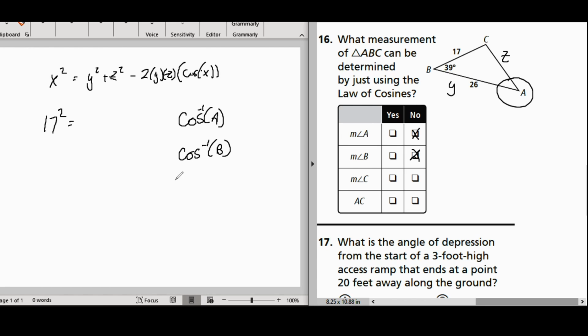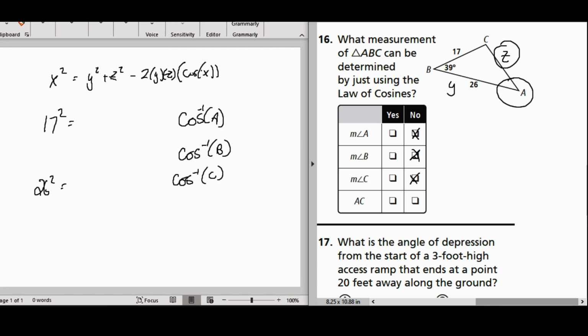Angle C. Well, if I were to do that, I don't know what C is. I do know that we have 26 squared here, but I still don't have enough information with that missing side. So again, I can't do that. Now, do I have enough information to solve for AC? I really hope this is not an all no situation.